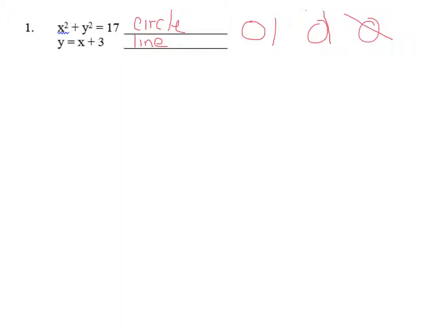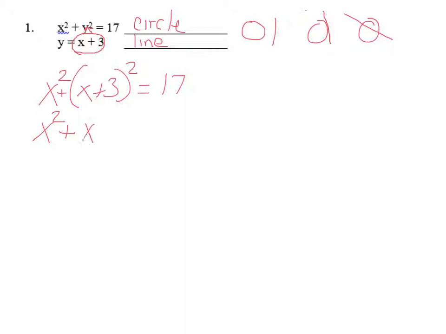This is set up beautifully for substitution because the y is already sitting there by itself. So I'm going to take that x plus 3 and plug it in right there for the y. So now I'm going to have x squared plus (x plus 3) squared equals 17. Now we're going to multiply this out. Some of you might still have to do x plus 3 times x plus 3 and FOIL it. I'd like for us to be at the stage now where we can do the shortcut: you square the first term, you multiply the 2 and double it, square the last term.